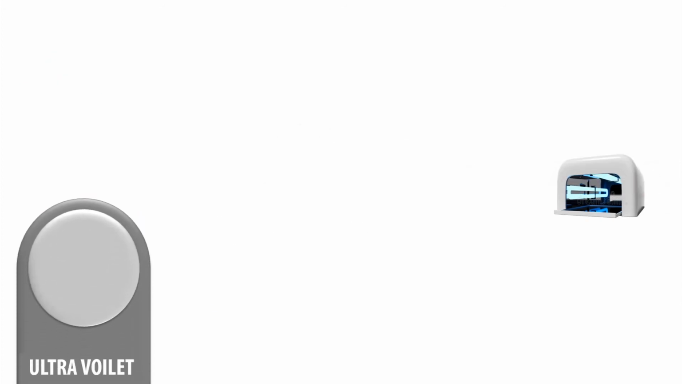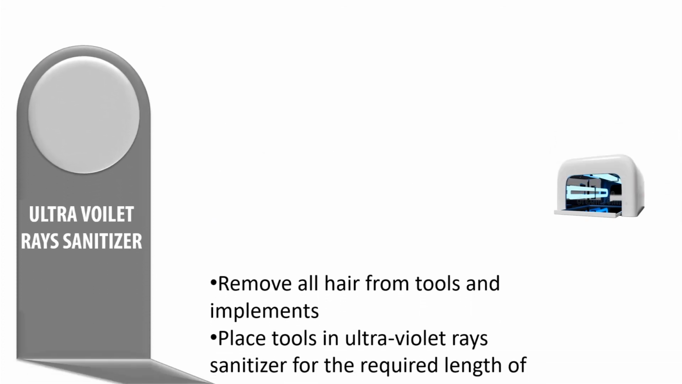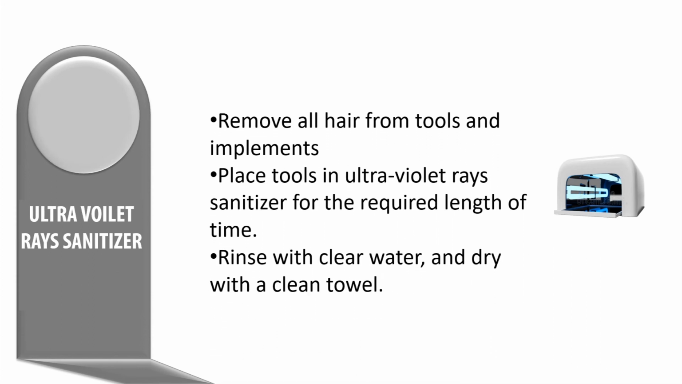Ultraviolet ray sanitizer. The procedure follows as: remove all hair from tools and implements, then place tools in the ultraviolet ray sanitizer for the required length of time. Then rinse with clear water and dry it with a clean towel.